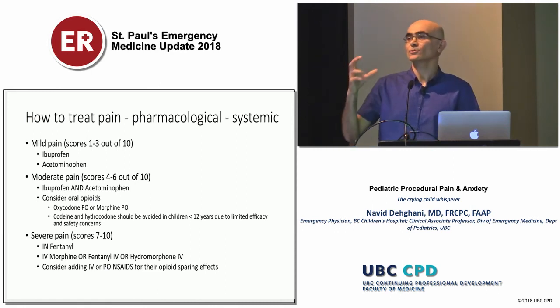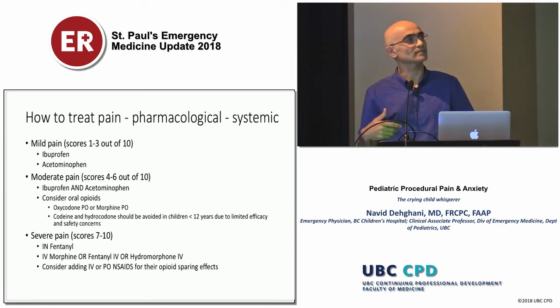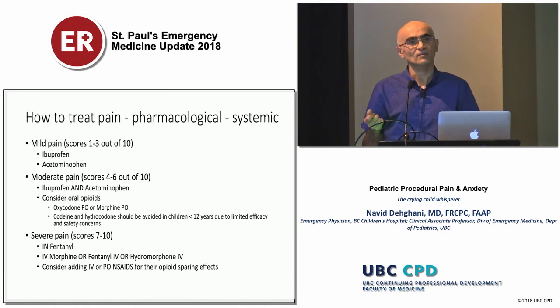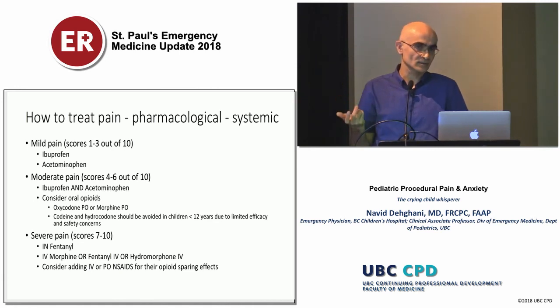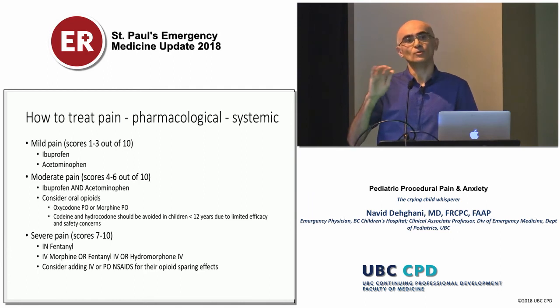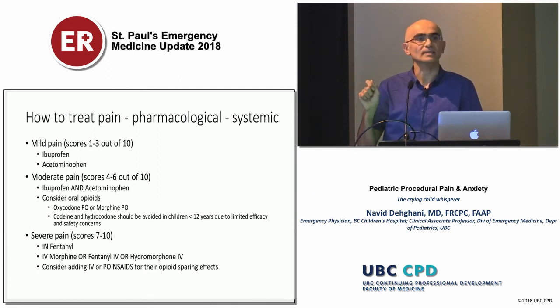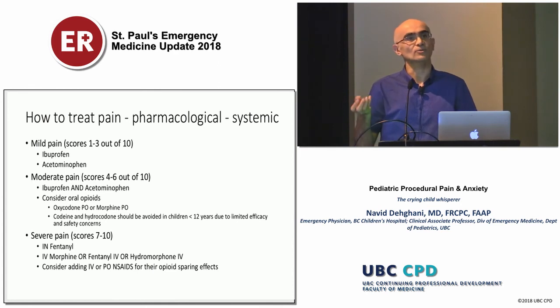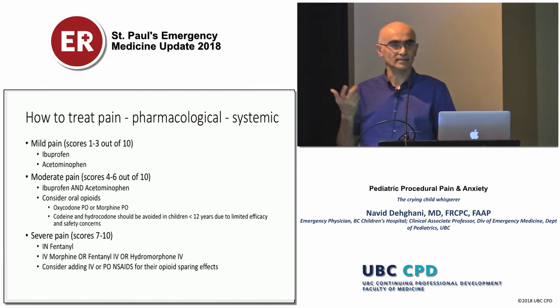We don't have time to talk about the scales that are used to determine the severity of pain. Generally, for mild pain, you use Advil and Tylenol. For moderate pain, you can combine Advil and Tylenol. They have additive and synergistic effect on pain. And you consider oral opioids like oral morphine. Keep in mind that we don't use oral codeine anymore because of the issues with effectiveness or toxicity. And in severe cases, you're using intranasal or IV opioids and considering IV NSAIDs for their opioid sparing effect. These should be in the handout that I sent in advance.